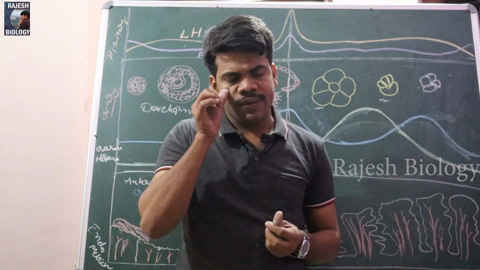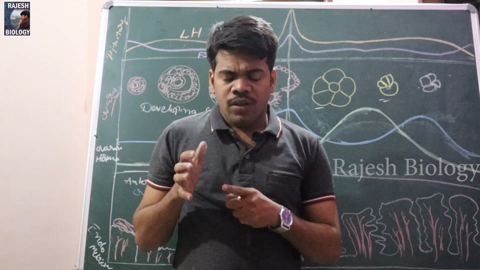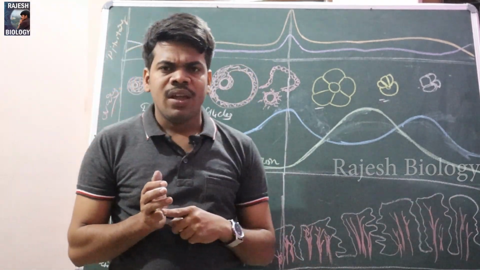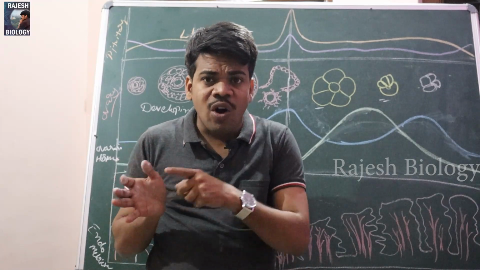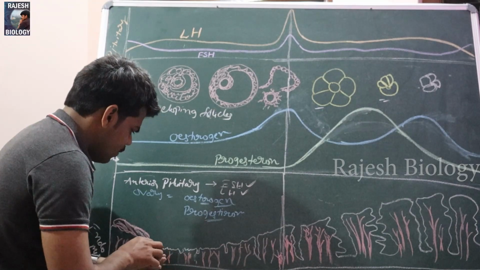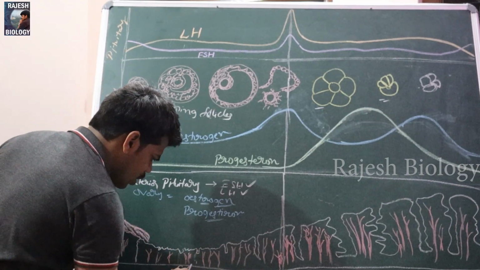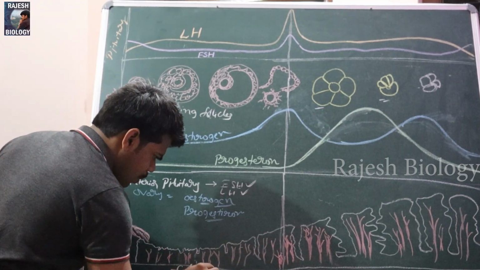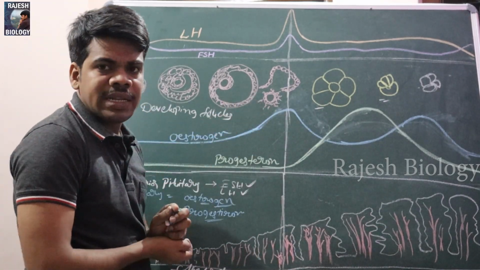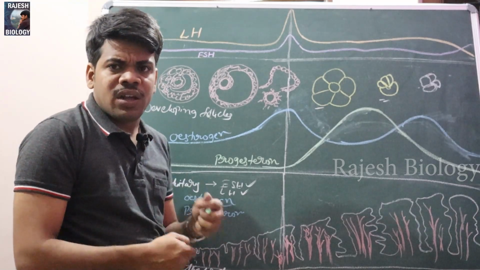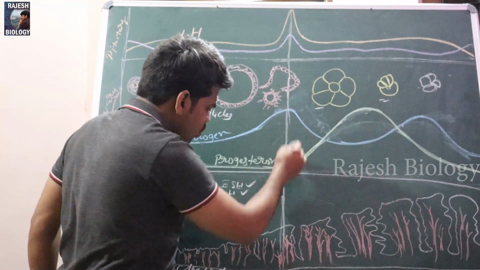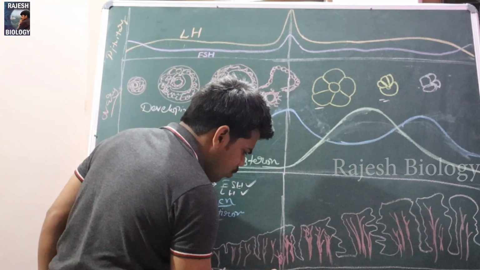First, in the ovary, follicles undergo development. Follicular growth happens, and this is called the follicular phase. Once the follicle development completes, the developed Graafian follicle ruptures and releases the ovum. That is called ovulation, the day of ovulation.